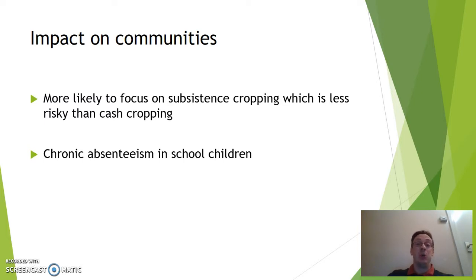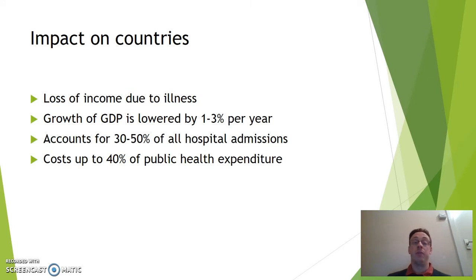Chronic absenteeism in school children is also a really, really big one, and that obviously has a huge impact on the level of education that young people get, and as such, the level of work that they can go on and do in future. In terms of national level impacts, the loss of income due to illness is huge.